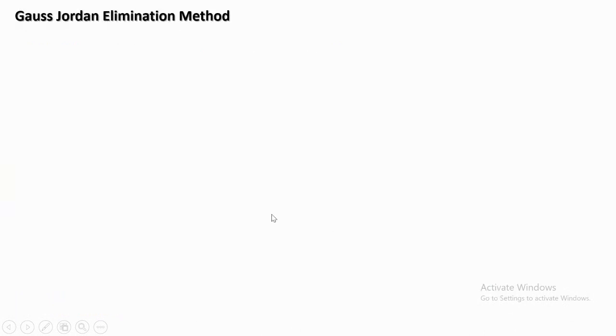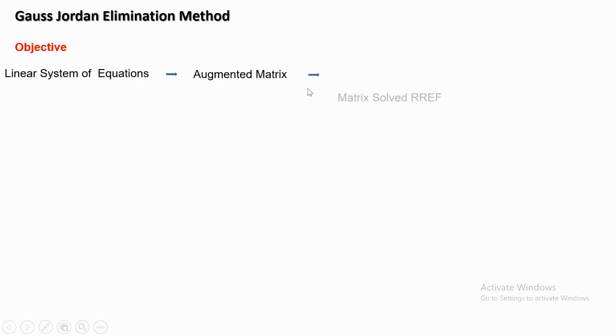Now I'm going to explain the Gauss-Jordan method, elimination method. This method, the Gauss-Jordan method, is solving systems, linear systems of equations with 3 variables, by using matrices. Okay, so objective. So this is linear systems of equations. Then we're going to go to augmented. Then we're going to go to RREF, which means reduced row echelon form.